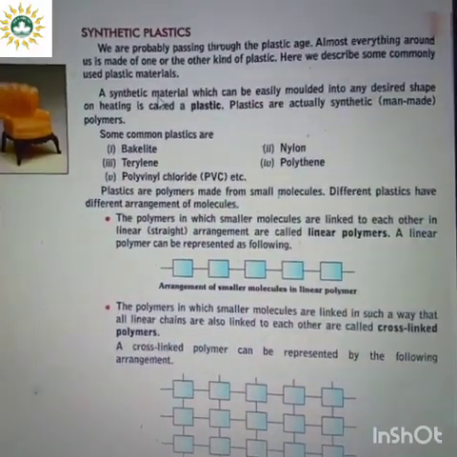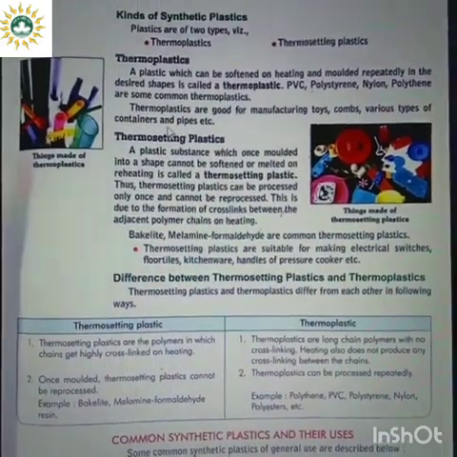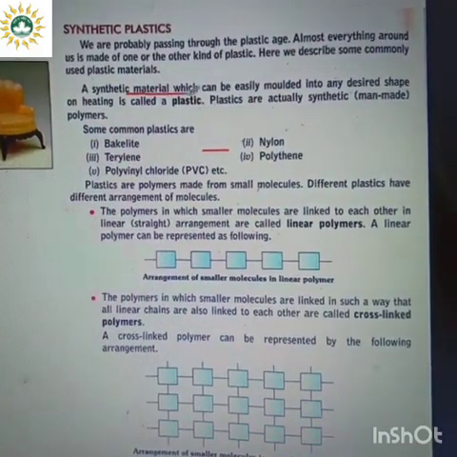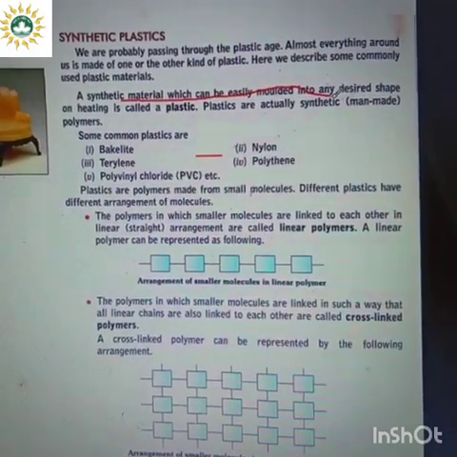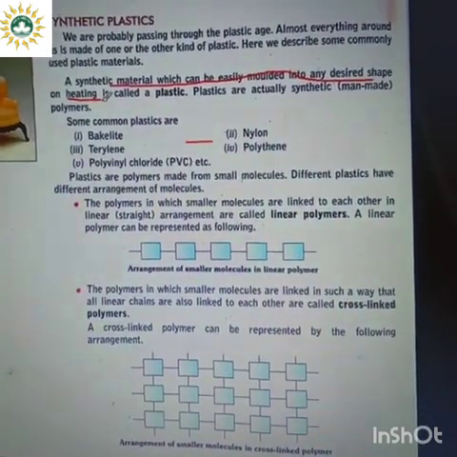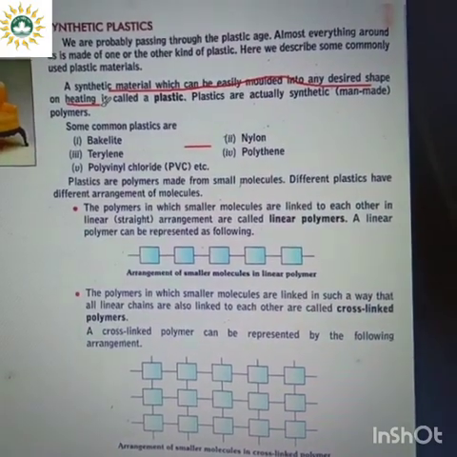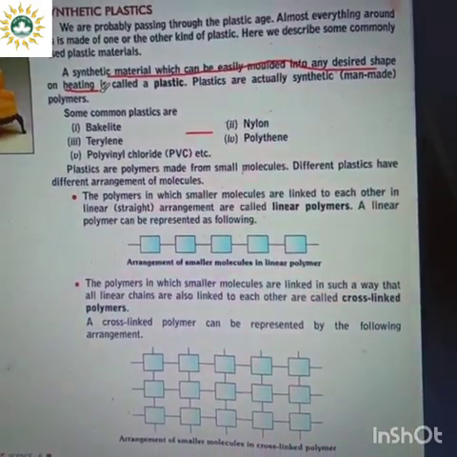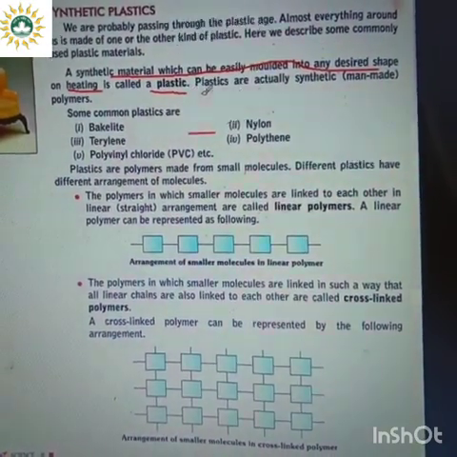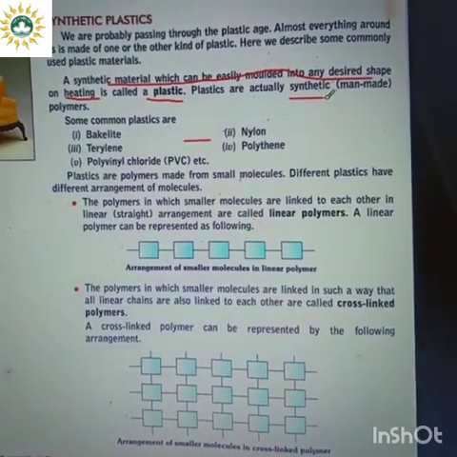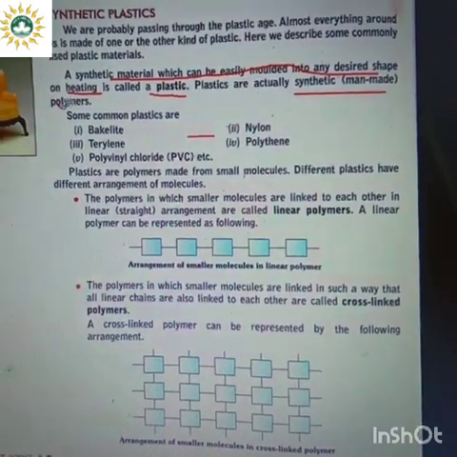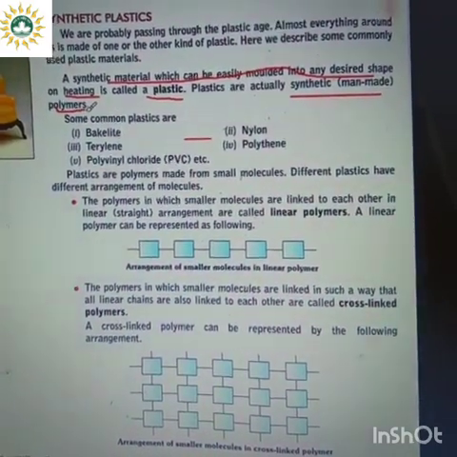So first we will see what are synthetic materials or what is plastic. Plastics are synthetic materials which can be easily molded into any desired shape on heating. Any synthetic material which can be molded, in the sense which can be set into any desired shape, is called a plastic. And plastics are nothing but synthetic, or you can say man-made polymers. Polymers we have studied in our previous class, that long chain of units.